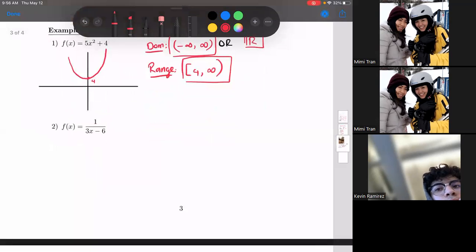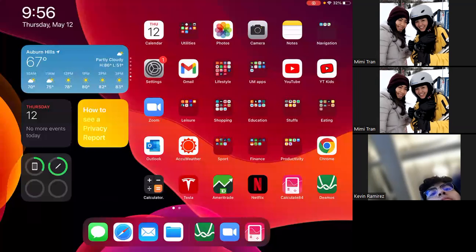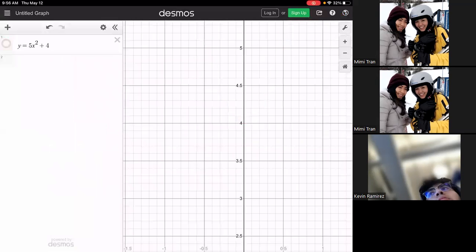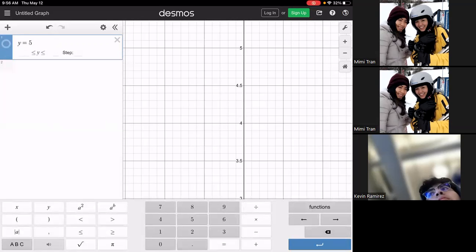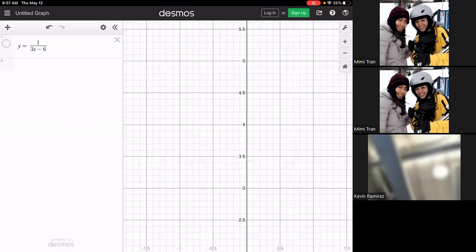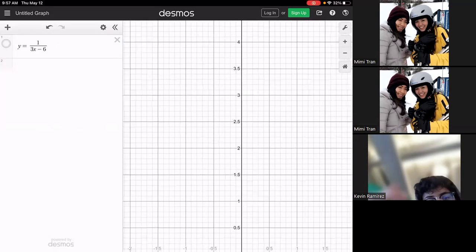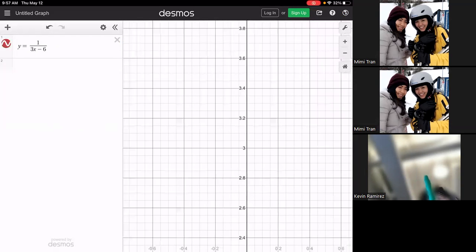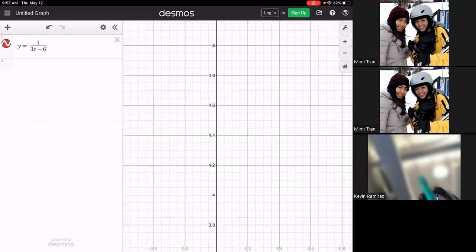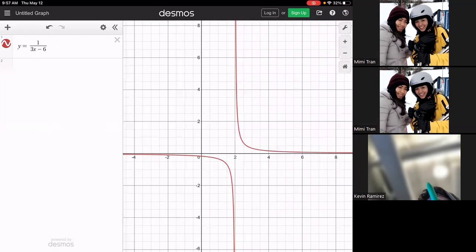F of x equals 1 over 3x minus 6. And I don't feel like plotting it by hand, so I'm gonna use decimal again. Decimal is awesome. 1 divided by, what was it, Devin? Thank you, 3x minus 6. Where is it? I muted it. Come on, where is it? Oh, right there.